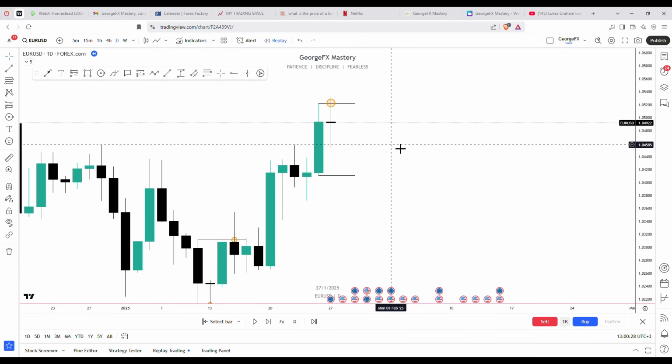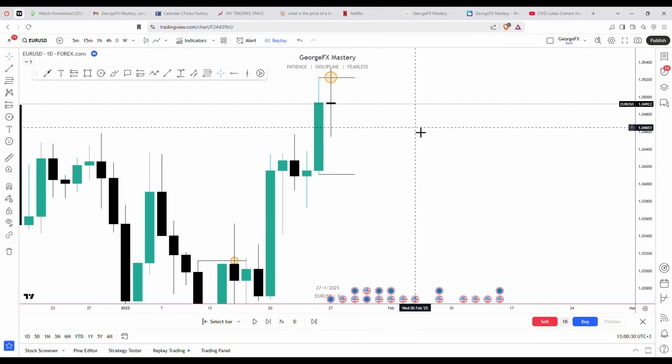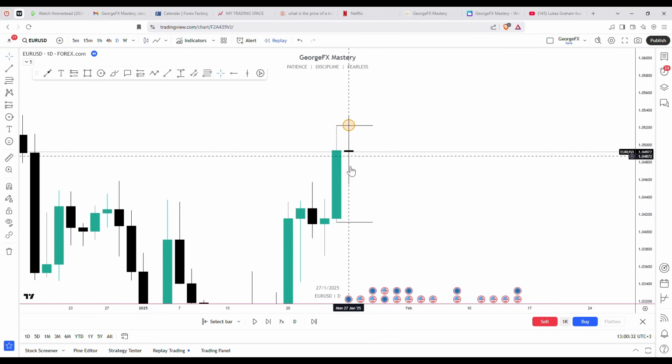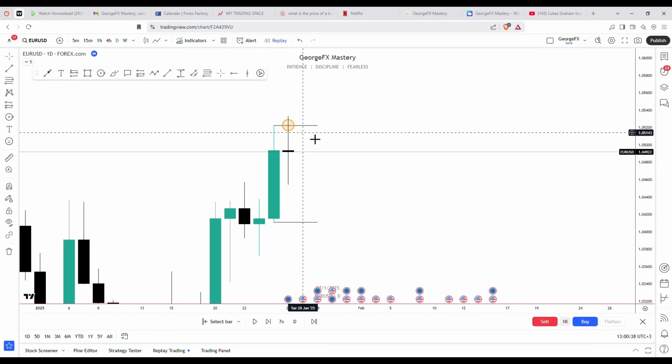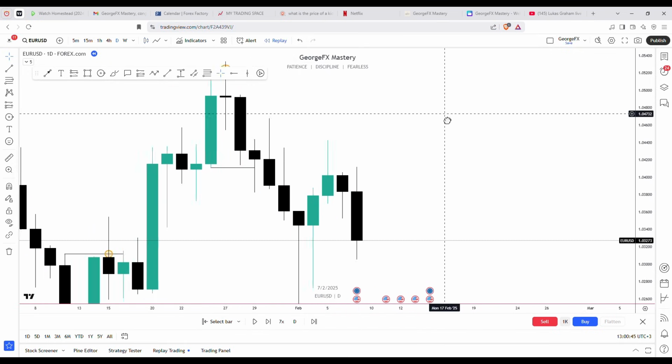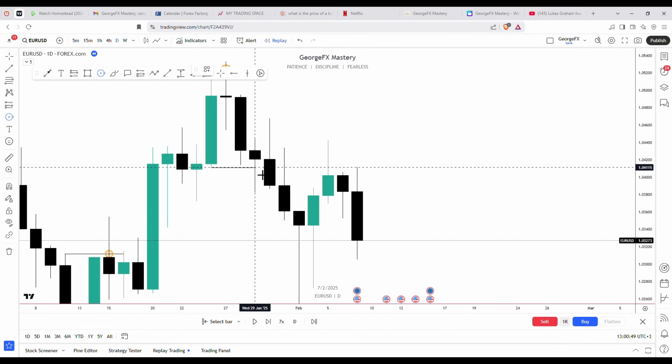For this to work, I'm emphasizing again, price must take out either the high and close within the range, or take out the low and close within the range. So you can be expecting the next few candles to be targeting this low. And that is exactly what has happened for this case as well. See, price has come and we have taken out this low as well.